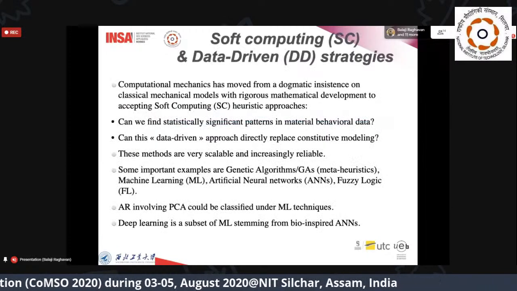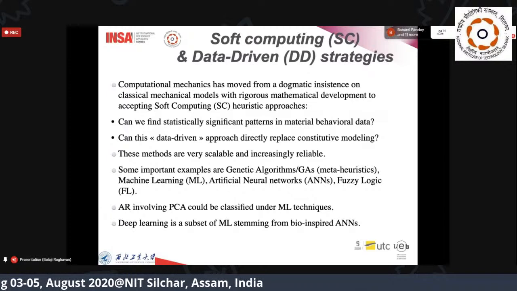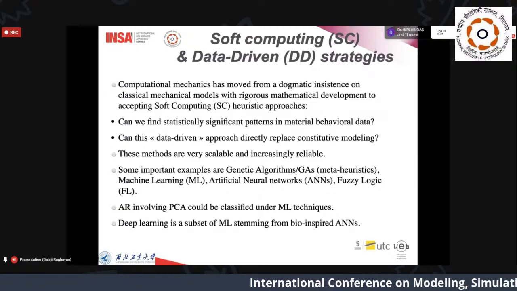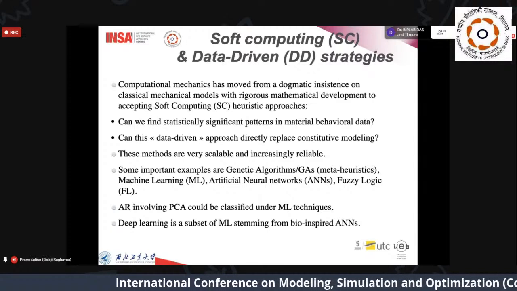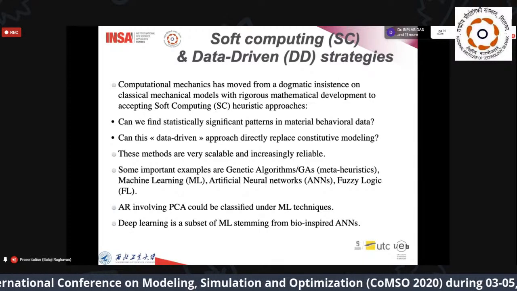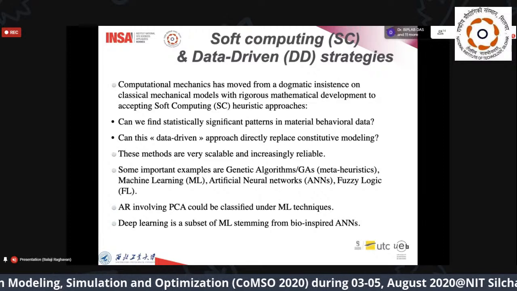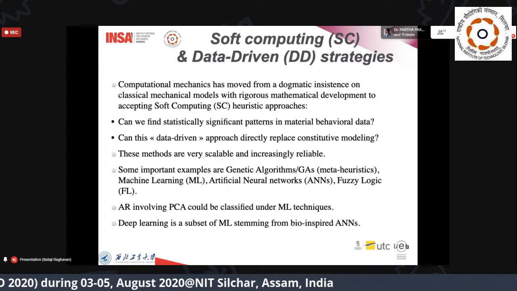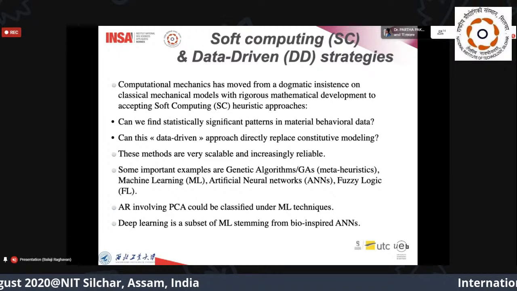Emerging methods, and this will be fast. The whole idea is that computational mechanics now no longer insists on constitutive models. Can we use soft computing? That means, can we find statistically significant patterns in material data? This is the so-called data-driven approach. So can we completely bypass the constitutive model? Do we even have to solve at the physical scale?